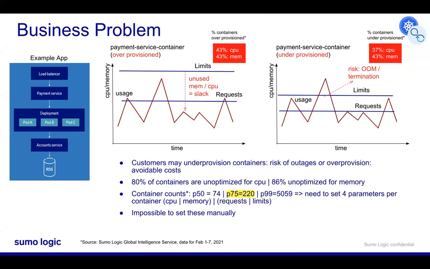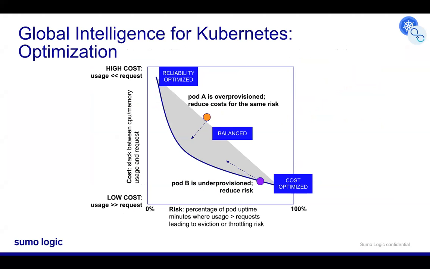And when setting those configurations, it's nearly impossible to know appropriately what is the right answer for provisioning. And even then, that number may change regularly due to the scale of your application. So with Sumo Logic, we're going to be able to provide a global intelligence service for Kubernetes to understand how to optimize for a few scenarios, for performance or for cost.